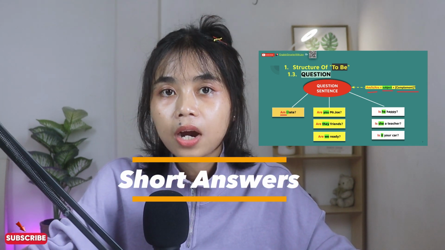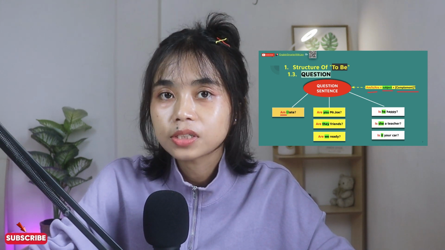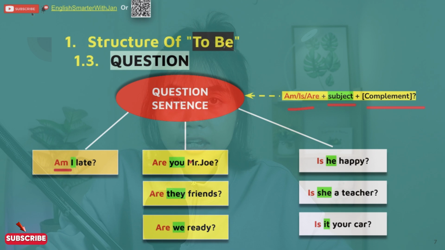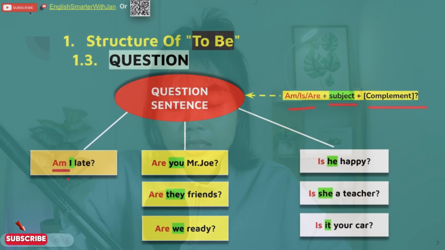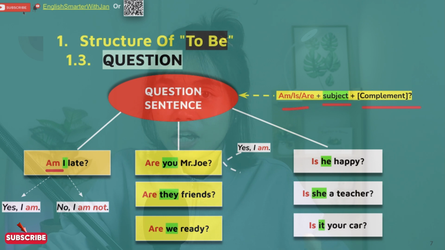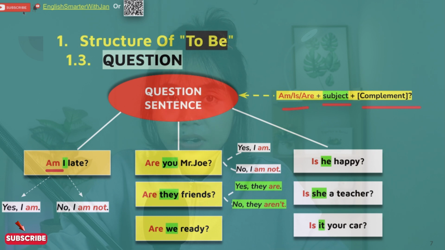So now let's explore how to provide short answers in English. For example, am I late? If the answer is yes, yes I am. If the answer is no, no I am not. Another question, are you Mr. Joe? So if you are, yes I am. But if you are not, no I am not. The next question, are they friends? Yes, they are. No, they aren't.